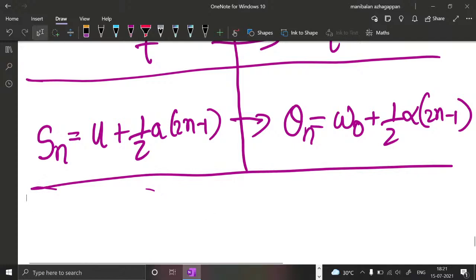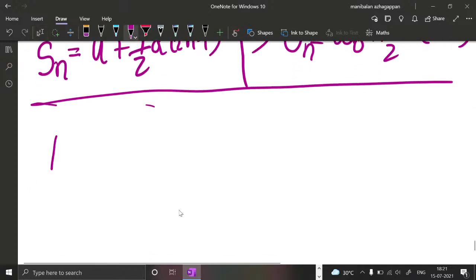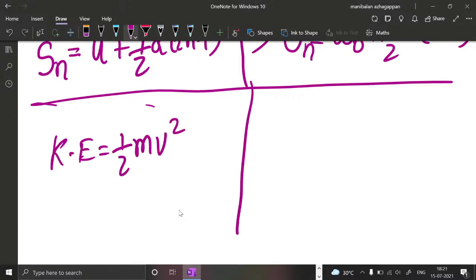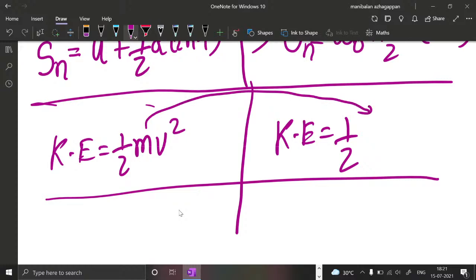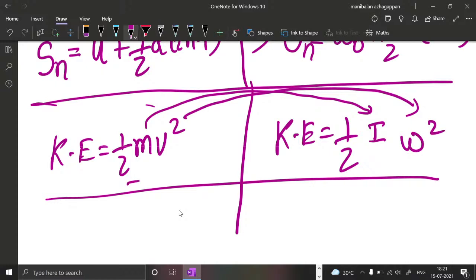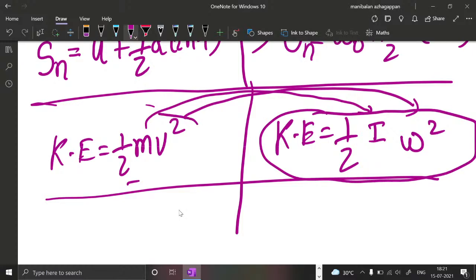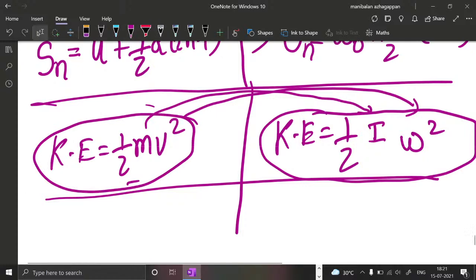So the same equivalent equation we have to write in rotation motion also, just like a comparison. Here we have kinetic energy is equal to half m v square. The same equivalent equation in rotation motion: kinetic energy will be half I omega square. Already I told you in rotation motion, inertia replaces mass and velocity we take as omega, so omega square. So we can have the energy like this. In linear motion we have kinetic energy like this.